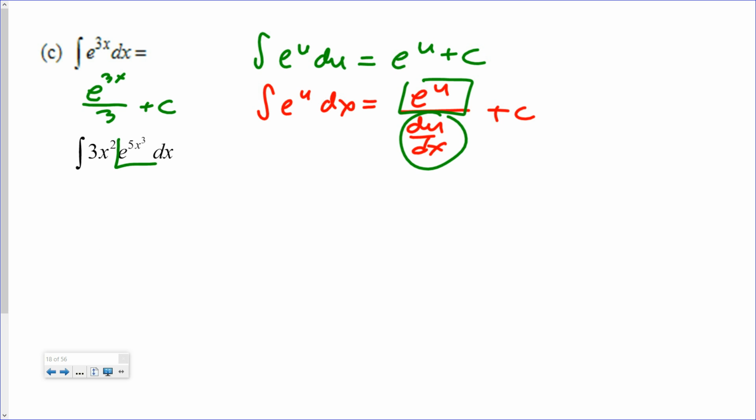If I thought this was an e to the u problem, okay, what I do is copy the e to the u, then I divide by the derivative of u. Okay, where's my u in this problem? Right there. What's the derivative of u? 15x squared. You divide by 15x squared. Your x's have to cancel out. Do my x's cancel out? Yes. So this becomes 1/5 plus c.